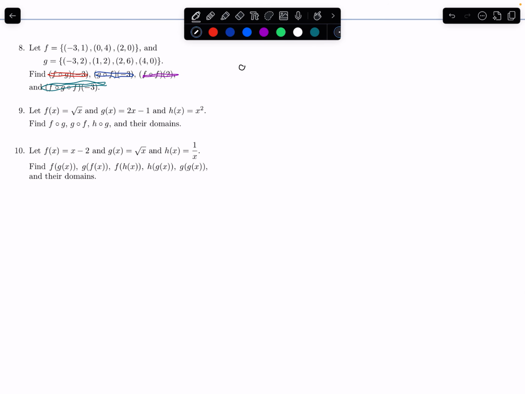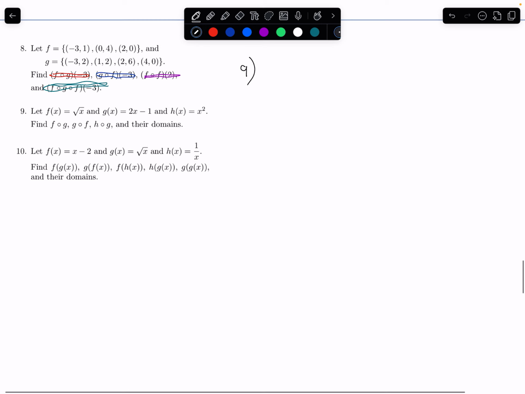Okay, number 9. So this will be our scratch paper here. Okay, so it asks us to find 3 functions: f of g, g of f, h of g. And we're given 3 original functions: f function, g function, and an h function. We're trying to compose them. Starting with f of g. Okay, what is f of g?